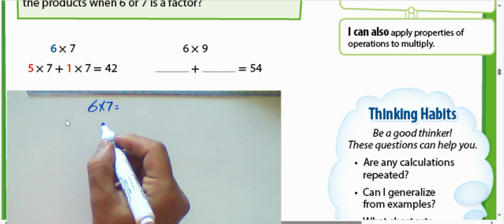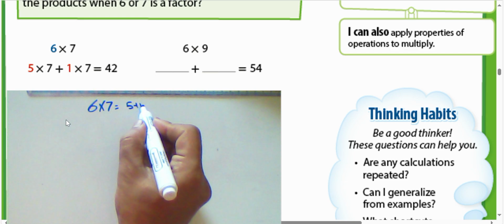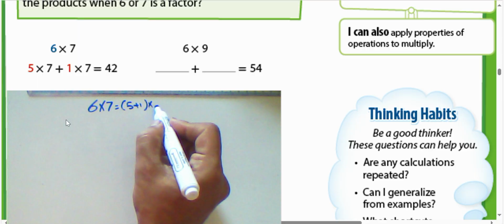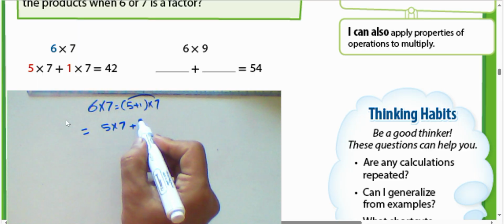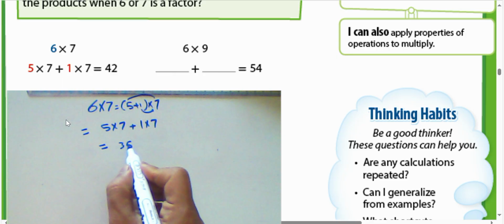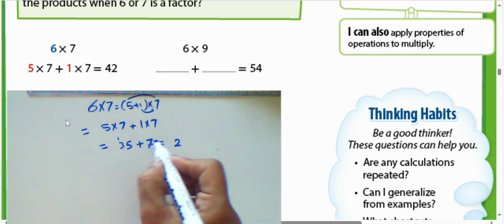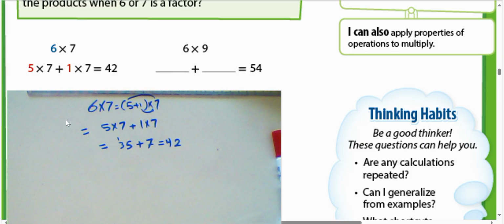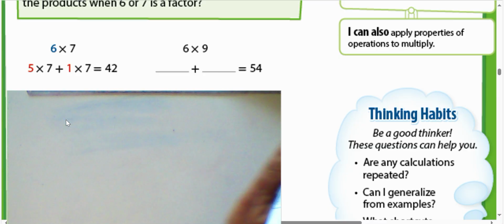6 times 7. We can write 6 equals 5 plus 1. Multiply by 7 using the distributive property: 5 times 7 plus 1 times 7. 5 times 7 equals 35, and we have 1 times 7, which is 7. 5 plus 7 is 12, so write 2 and carry 1. 3 plus 1 is 4. The result will be 42. And we can use another method.